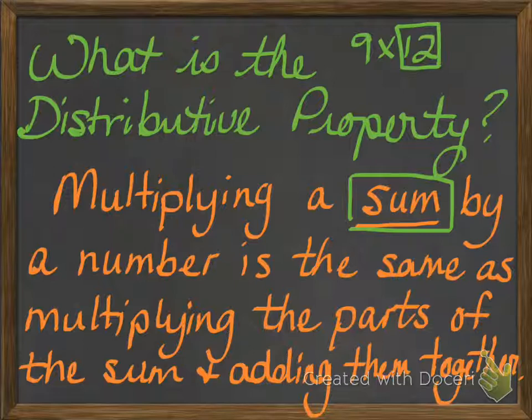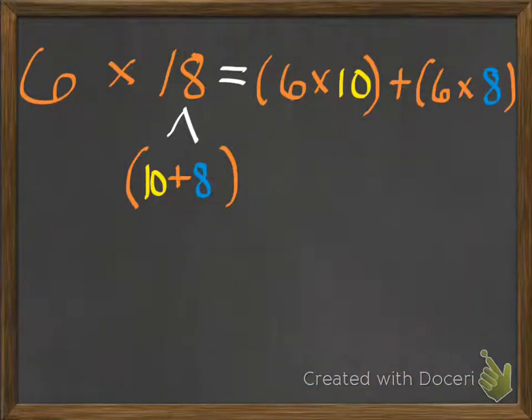So think about what makes up 12, like 6 plus 6. So if you multiply 9 times 6 plus 6, I'm going to show you how to do that. It's kind of cool. So here's our first problem, 6 times 18. And you can see that I have broken up 18 into two parts, two add-ins, or two numbers that you add together, like 10 and 8. And the reason I chose these numbers, there's a specific reason.